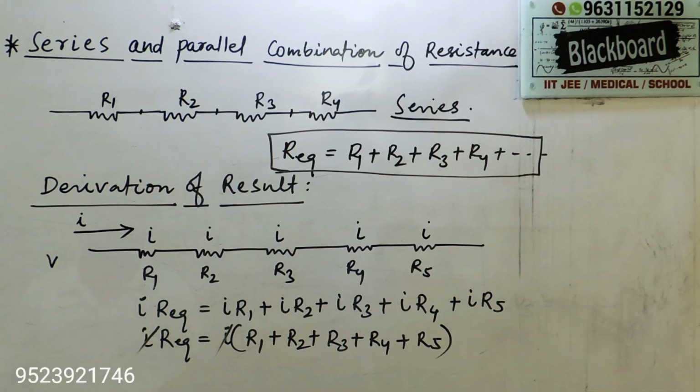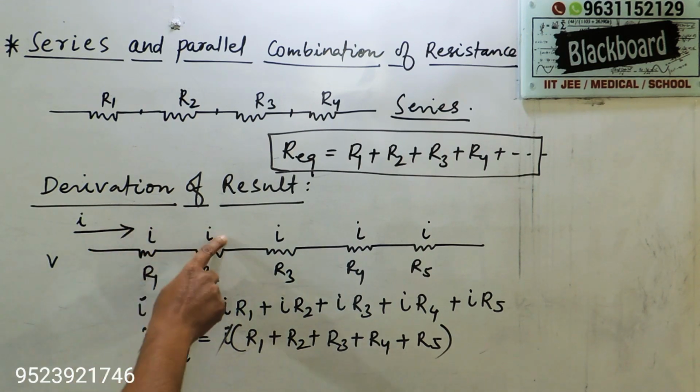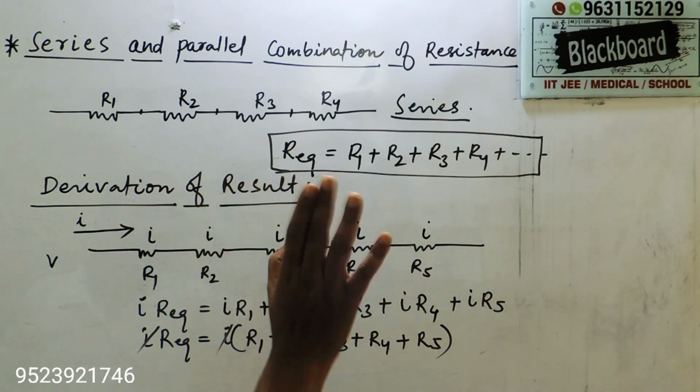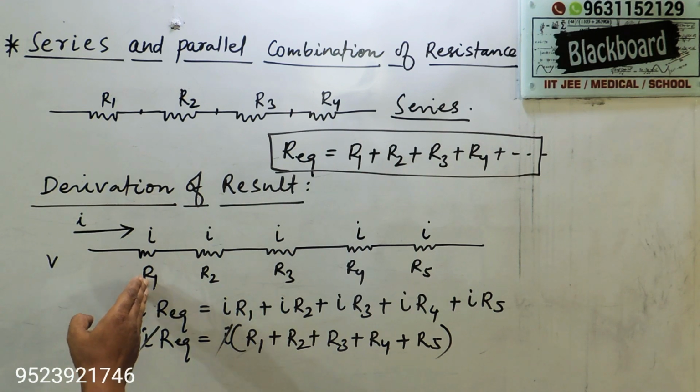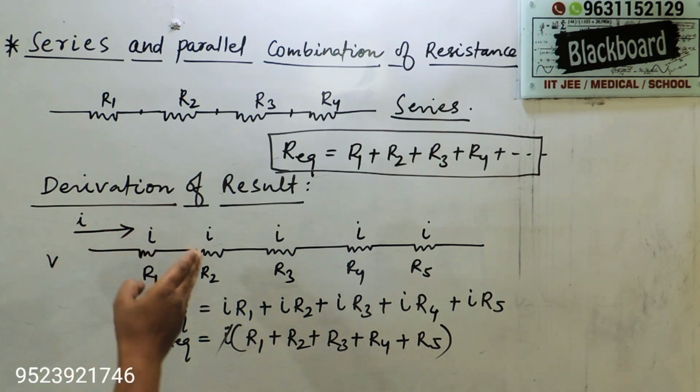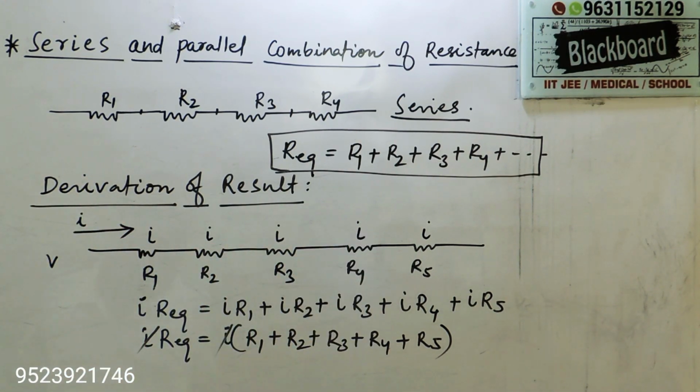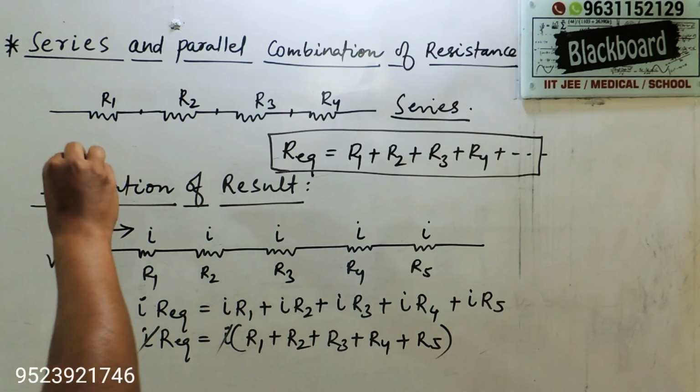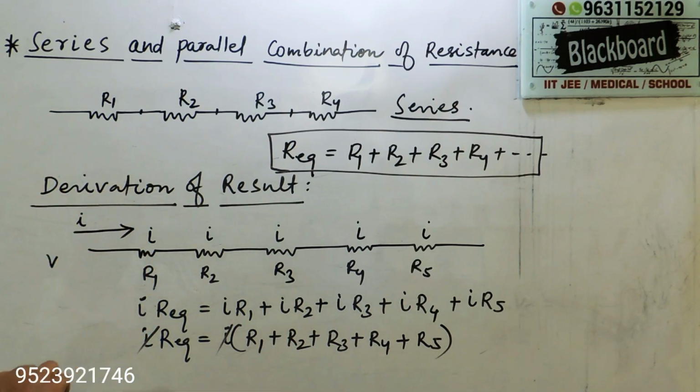That means always remember in series combination potential will be different but current will be same. तो करंट यहाँ पर भी सेम है, यहाँ पर भी सेम है, हर जगह सेम है, लेकिन पोटेंशियल जो होगा हर रेसिस्टर के कारण, वो अलग अलग पोटेंशियल होगा और पोटेंशियल को हम क्या करते हैं, इसको हम ऐड कर देंगे.